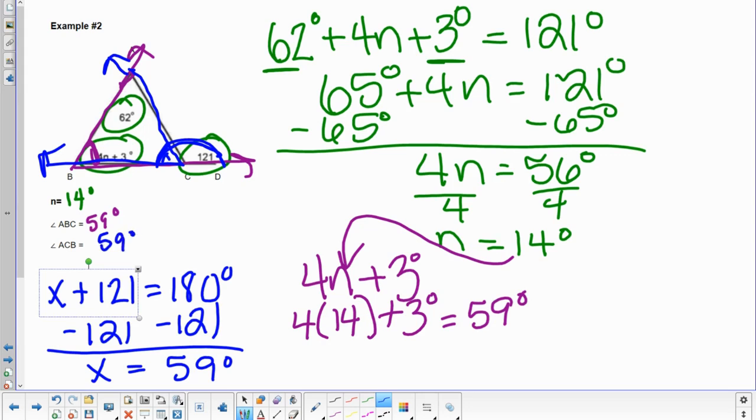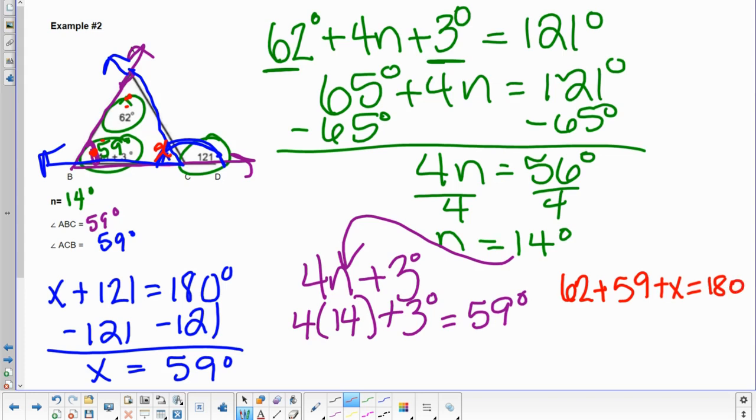Okay, we're going to double check that by doing another strategy. Let's say you didn't see the supplementary angles. Since this one up here that we found was 59 degrees, you know your interior angle theorem that you learned from the last learning target: these three angles have to add up to 180 degrees. So 62 plus, we just found out that was 59 from the previous problem. We're pretending we don't know this angle here, so we'll put that x has to equal 180 degrees.